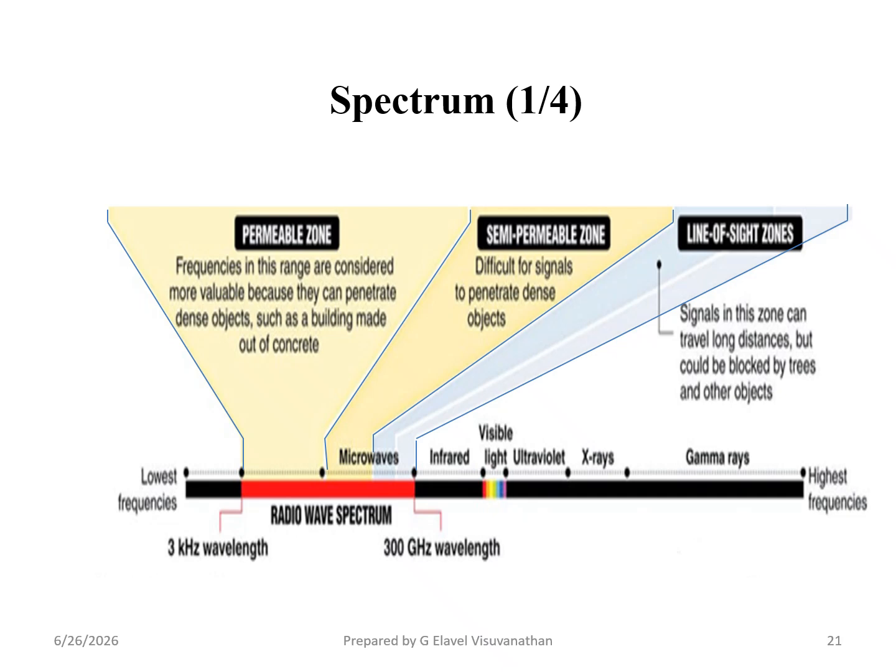Frequencies in this range are considered more valuable because they can penetrate dense objects such as buildings made out of concrete. Next, microwave. It is semi-permissible, and it is difficult for signals to penetrate dense objects. Next, line of sight. Signals in this zone can travel long distances but can be blocked by trees and other objects.